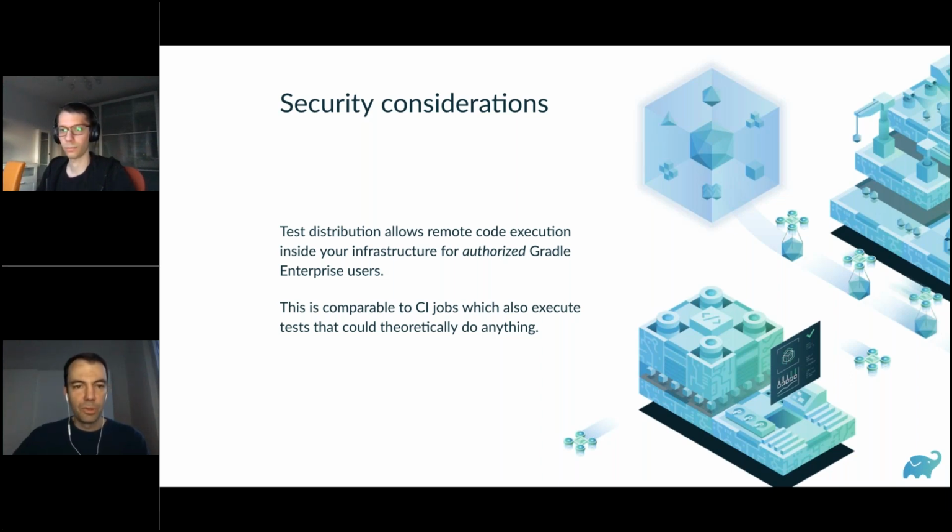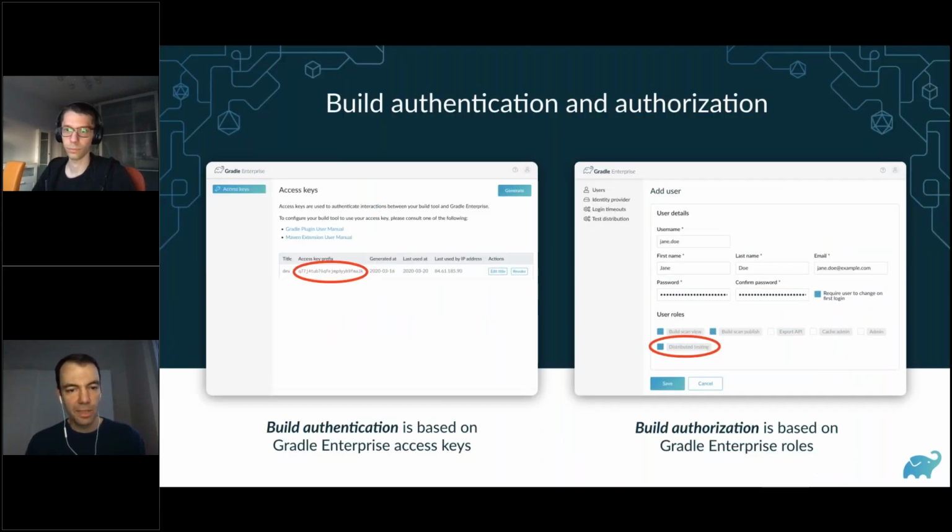Let me show you a bit more detail about how builds have to authenticate and authorize themselves. For authentication, we require that builds authenticate themselves with Gradle Enterprise access keys. If you have used authenticated build scans before, you might already know these. This is a user-specific access key that you can generate. There are two ways to do so.